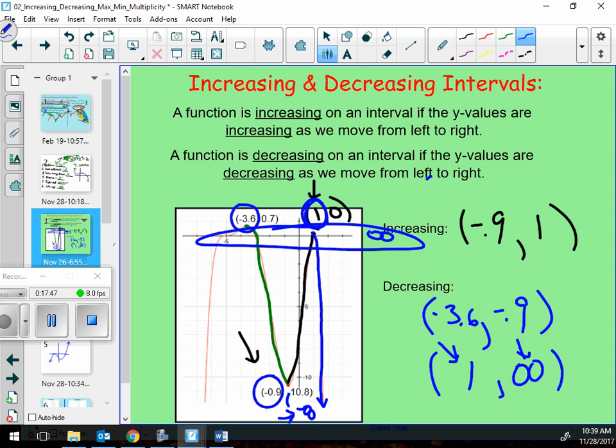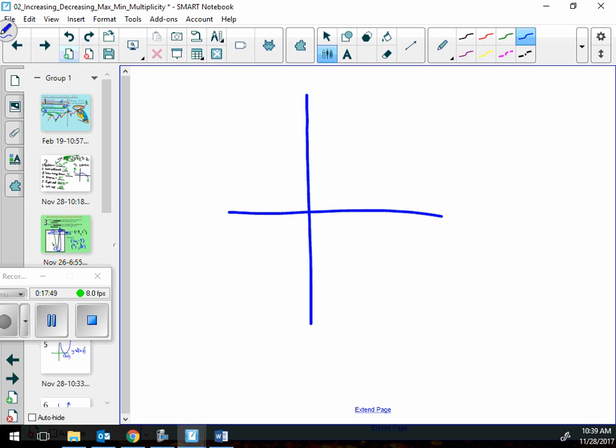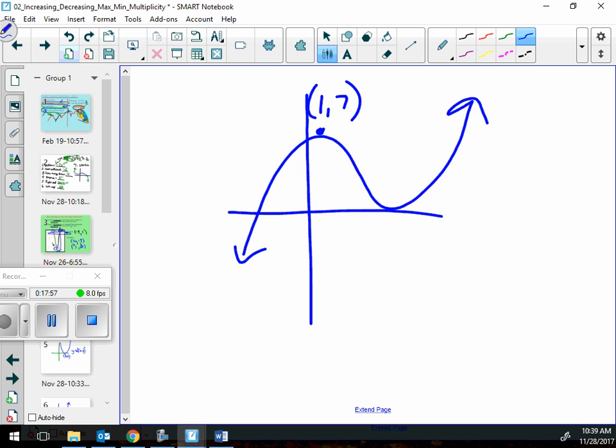All right, last one. Here's a picture. I'm making this one up. It's a very typical one. It's got a high spot at, let's say, 1 comma 7. And it's going down forever that way, up forever that way. And it hits at, let's say that's 6 comma 0. I'd like you to tell me how to say this interval, the green one. And then I want you to tell me how to say this interval, the black one.